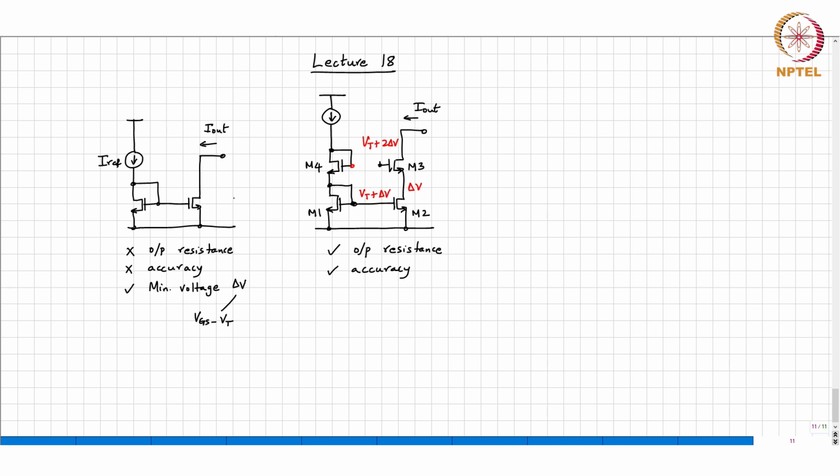I know it is less than IREF, right? But how much less is it? Can we estimate it? So in other words, if this voltage VG is tied to VT plus 2 delta V, what comment can you make about the current I out?